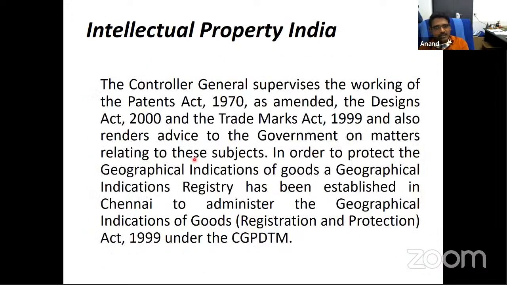Okay, and the Controller General supervises the working of the Patents Act as amended, the Designs Act and the Trademarks Act, and also renders advice to the government on matters relating to these subjects. So it's a big position. And in order to protect the geographical indications of goods, a geographical indications registry has been established in Chennai to administer the Geographical Indications of Goods Act under the CGPDTM.